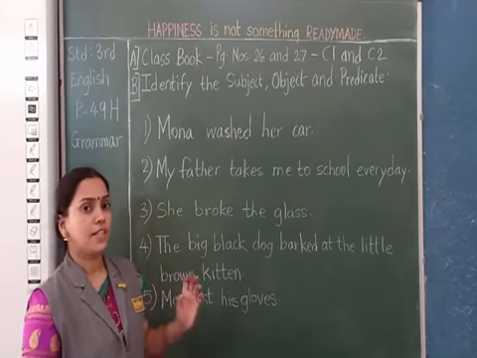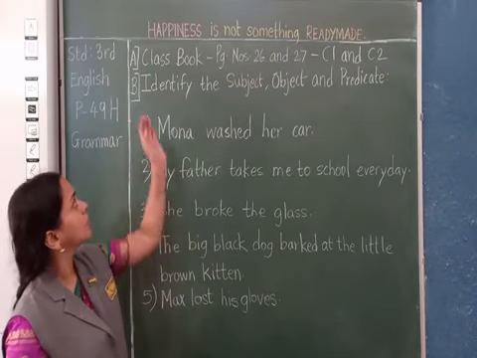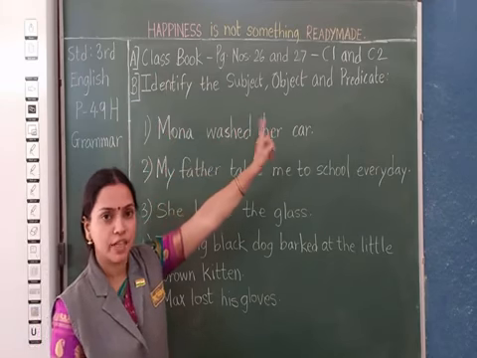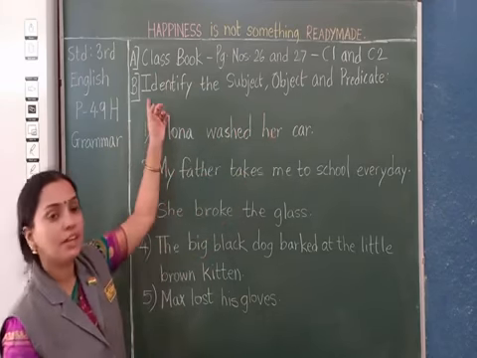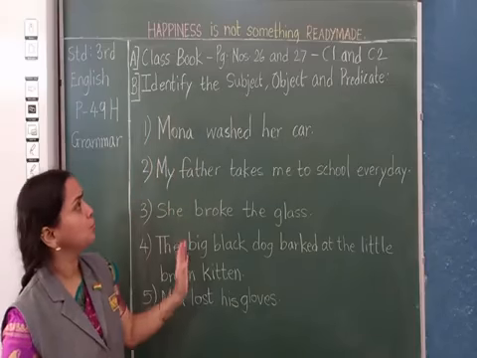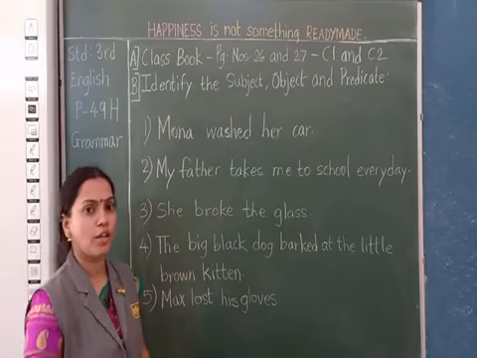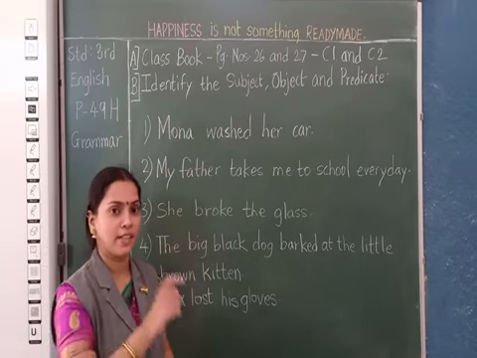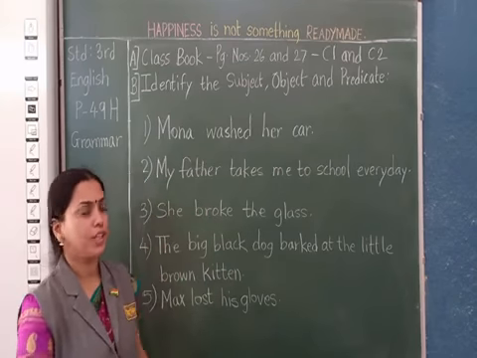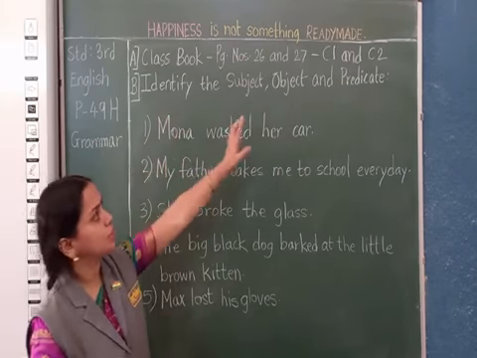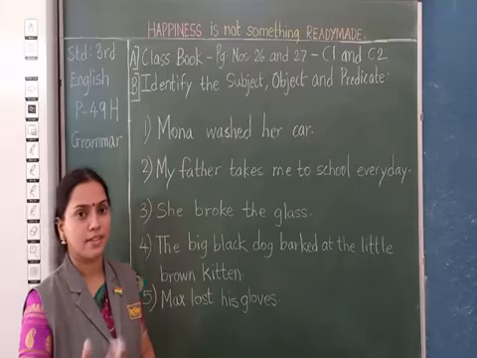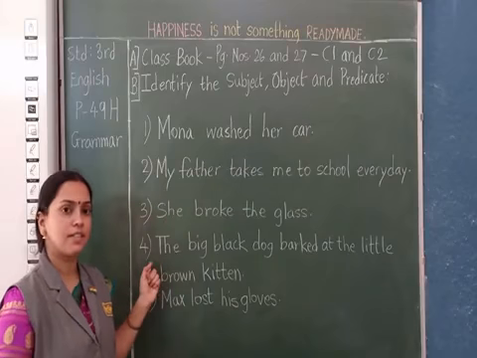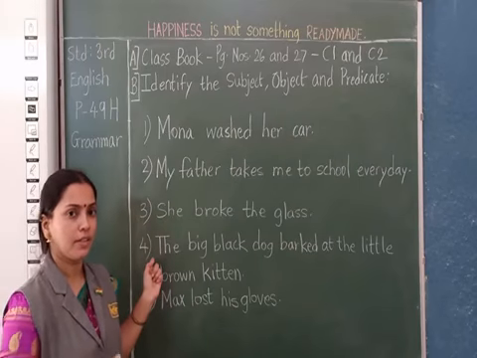So let us see what is the homework for you today. Class book page numbers 26 and 27, section C1 and C2. And here, as I told you, I will be giving you some additional sentences for additional practice. You are expected to write the sentences in your notebook and solve it in your notebook. So identify the subject, object and predicate as it is discussed in our video. These are simple sentences. Let's discuss about the fourth one, which is a little bit different.